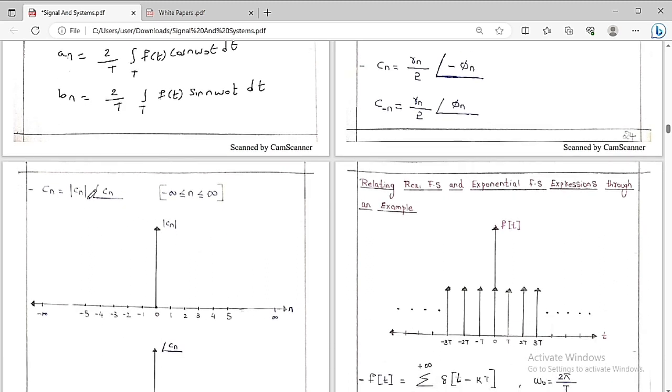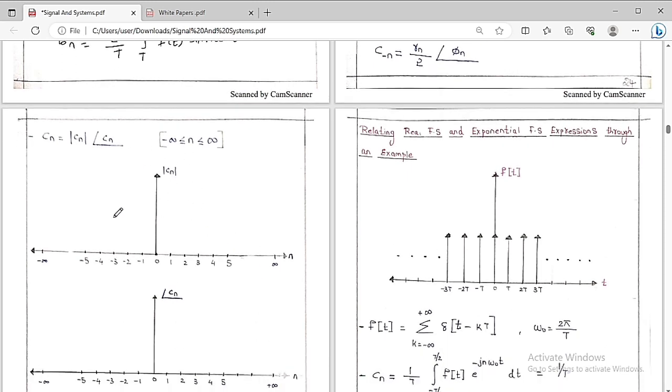This is called the magnitude spectrum. If I take the magnitude part, it becomes the magnitude spectrum. If I take the phase angle, it becomes the phase angle spectrum. So this is called the magnitude spectrum of the Fourier series coefficients and the phase angle spectrum of the Fourier series coefficients in the exponential Fourier series. So this is the magnitude spectrum for the exponential Fourier series, and this is called the phase angle spectrum for the exponential Fourier series.